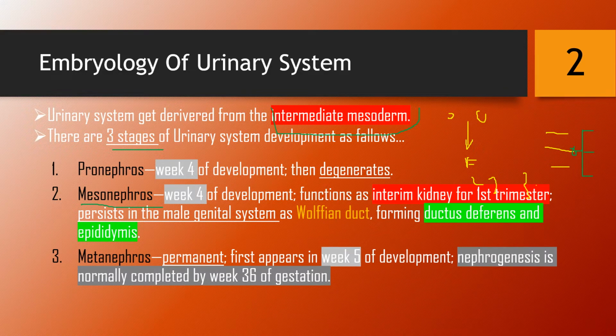The third and most important stage is the metanephros, from which the permanent kidney gets developed. It appears first at week 5 of development. From week 5 to week 36, the permanent kidney is developing. Also, we can say that nephrogenesis is normally completed by week 36 of gestation.